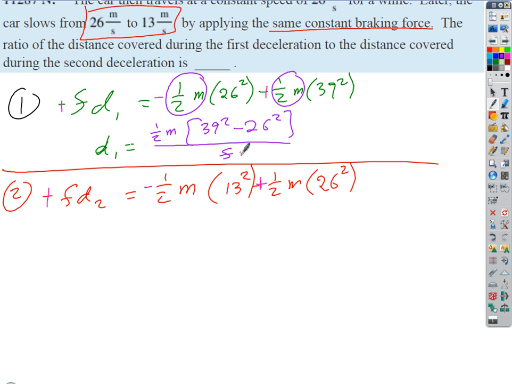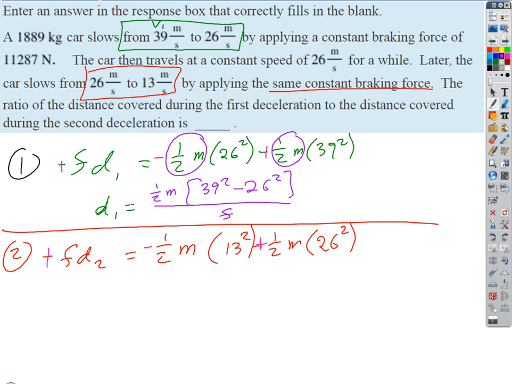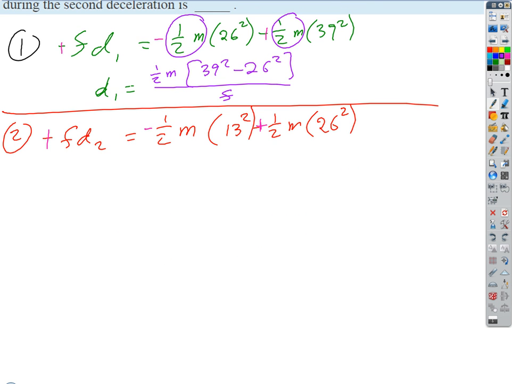I could put in, and I gave you mass, but we don't need it. And I gave you force, but you'll see we don't need it. This is actually a better way to do it. You can plug them in if you want. What about down here? Let's solve for d2.